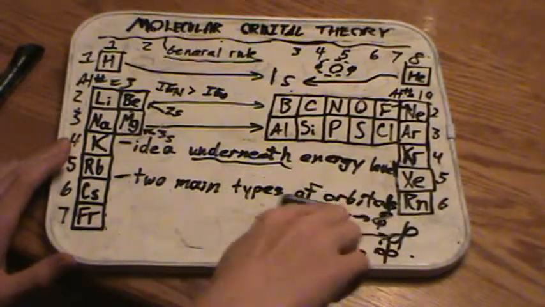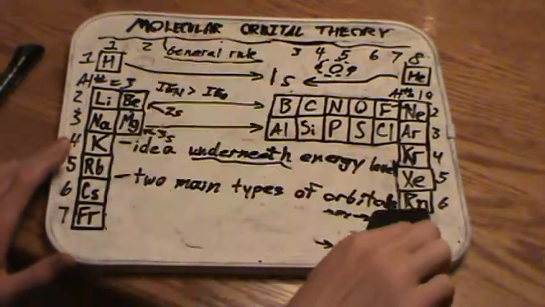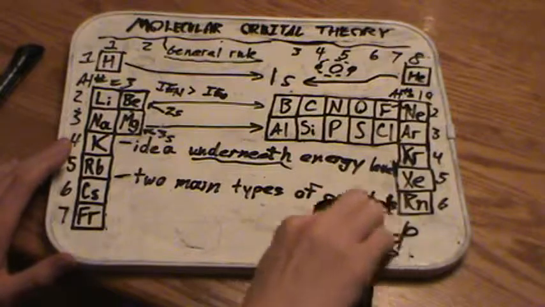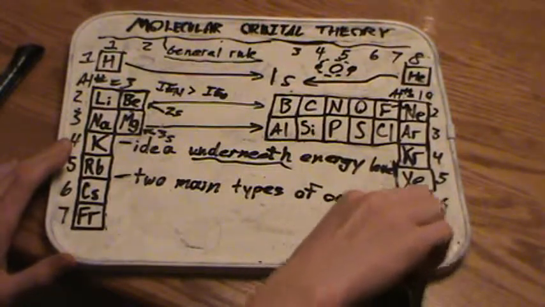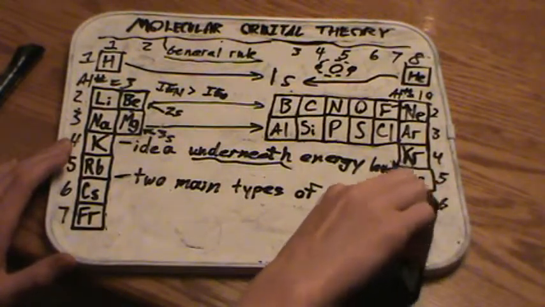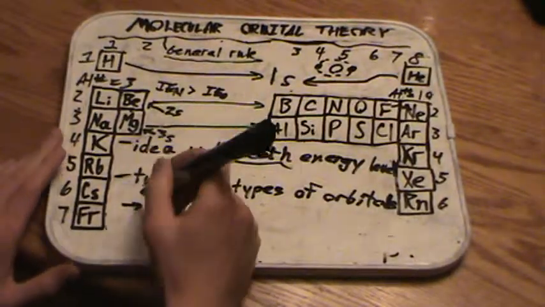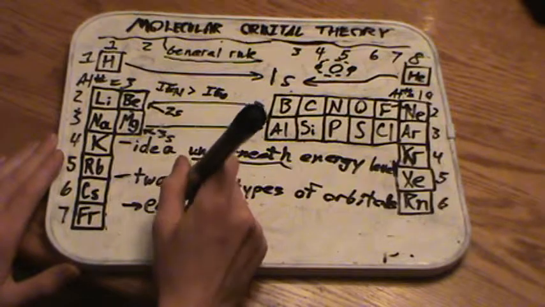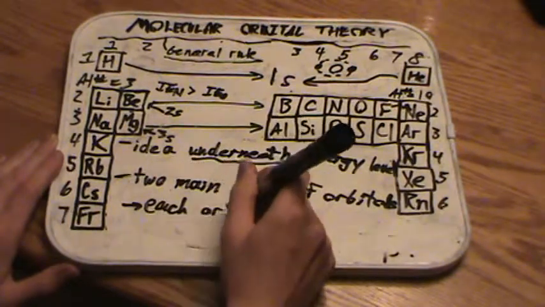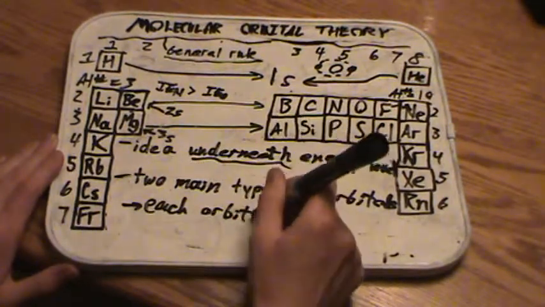This general rule for this type of pairing can be given: each orbital contains a maximum of 2 electrons.